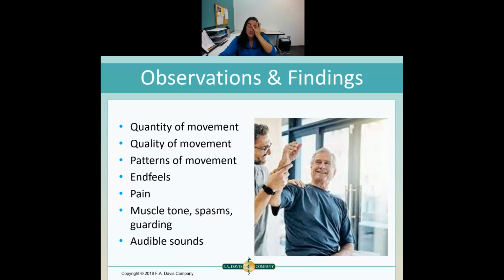Observations and findings. These are the things we're assessing. I've talked about a lot of them already. Quantity of movement: how many can they do, how many reps. Quality: is it shaky, is it smooth, are they pulling in other muscles, or are they able to single out the muscles that are supposed to do that movement. Patterns of movement: are they bringing in flexion, extension, or rotation with the movement, or are they able to isolate one movement? End-feels, we'll talk about those in just a minute, but that is the feel that you get when you get to the end of the movement.